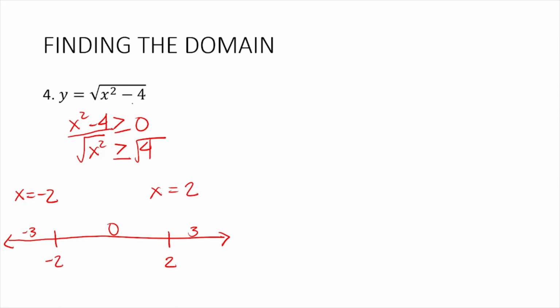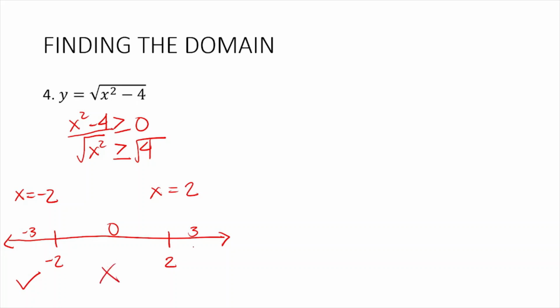So if it's positive, then it's included in our domain. There's no problem if the value is positive. So this is included in our domain. Let's check the middle region. Our test value here is 0. So let's plug in 0. If x is 0, then 0 squared is 0, minus 4. So we have a negative value. Again, we don't want the radicand to be negative. Therefore, this region, represented by 0, is not included in our domain.